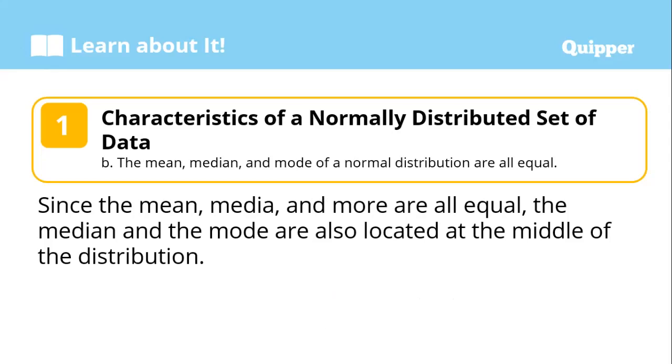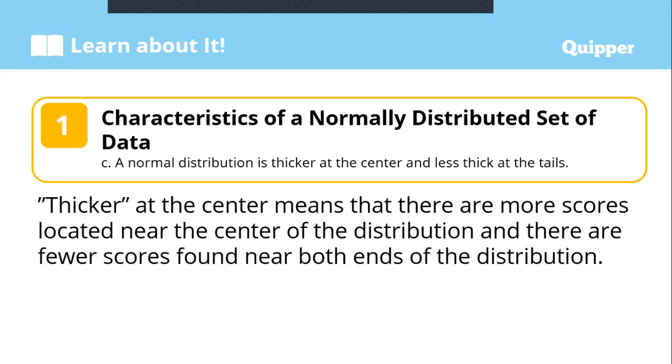Since the mean and the median, by the way, sa normally distributed set of data, class, ang mean, median, ug mode are all equal na sila tanan. Mean, median, mode. The median and the mode are also located at the middle of the distribution.